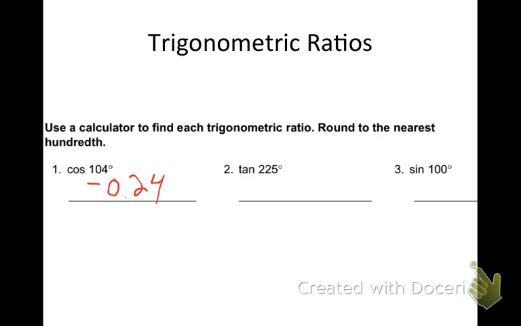What do you have for the tangent of 225, KZ? It is 1. Nice job. And number 3, the sine of 100 is what, Max? 0.9. Very good. What did you notice was different about this problem? You had a negative. Okay, when it's over 90 degrees, essentially, you can get negatives there.